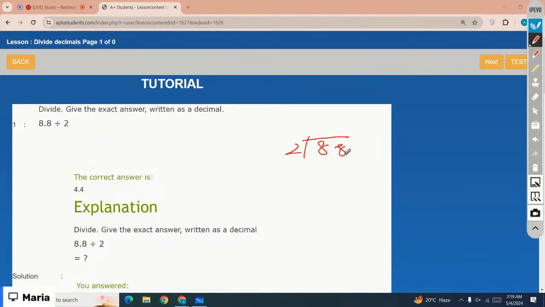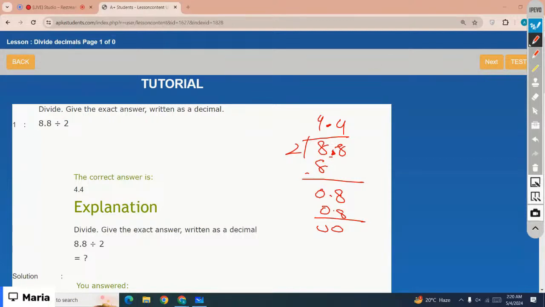8.8 divided by 2. So 2 times 4 is 8, right? 8 take away 8 is 0. Here you have the decimal point. You need to keep the decimal point here, right? And now again you have 8. 2 times 4 is 8. So that is 0.8. Got it? After the one, also put a decimal point. That is 4.4, the correct option.